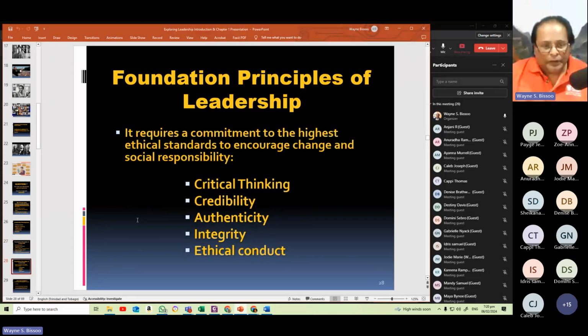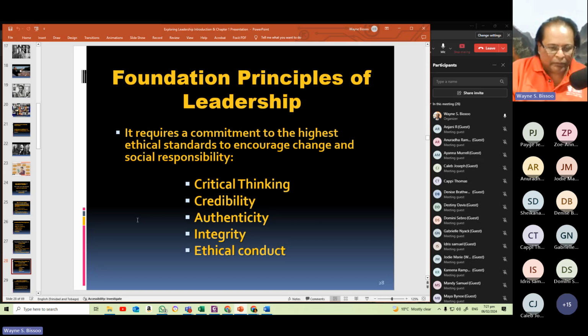All right. Moving forward with the principles, some of the things that are required for us to become good leaders is a commitment to high ethical standards. You need that to encourage change and social responsibility. We will get back to social responsibility in a little bit, but more importantly, we have to have these qualities: critical thinking capacities as a competency. We have to have, as a leader, a great deal of credibility, high levels of authenticity, impeccable integrity, and of course good ethical conduct, values, and behavior.